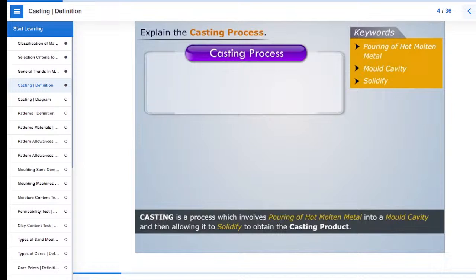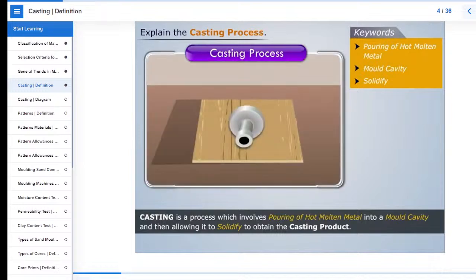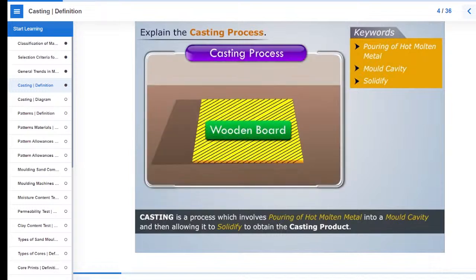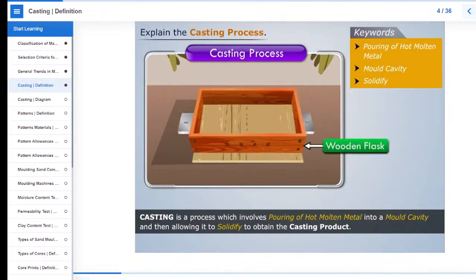Solidify to obtain the casting product. To understand the casting process, let us make this material through casting. First, place a wooden board on the table, and then place a wooden flask on the board.